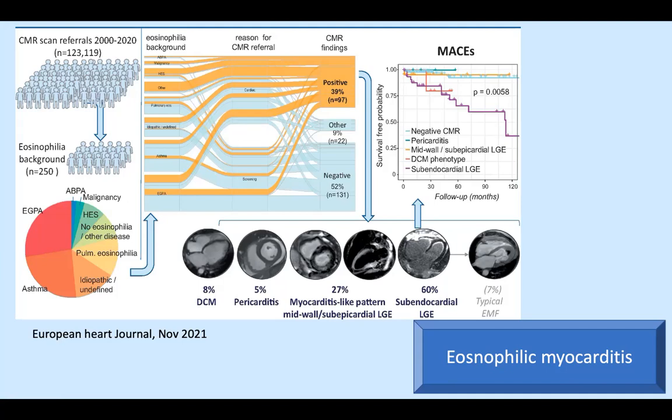So diffuse subendocardial LGE can be seen in eosinophilic myocarditis, and the typical EMF pattern is described as apical obliteration of both apices with partially calcified thrombus, an inverted V shape, seen only in 7% of the patients in the delayed phase. So it is always important that we are aware of this kind of pattern and the number of conditions where an increased eosinophilic count can lead to myocardial involvement.